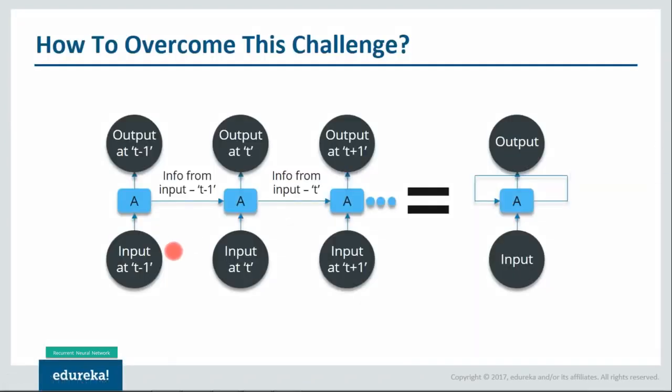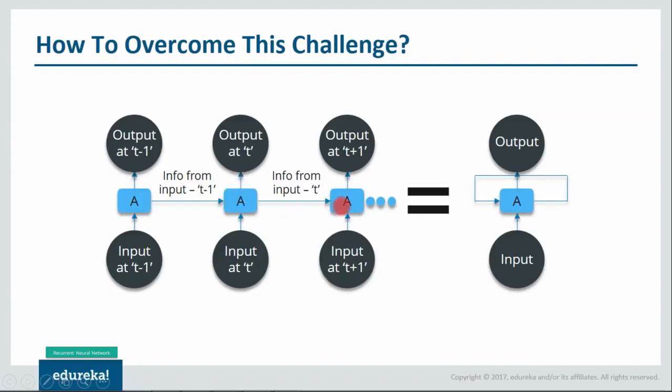So over here, we have input at t minus 1. We'll feed it to our network. Then we'll get the output at t minus 1. Then at the next timestamp, that is at time t, we have input at time t that will be given to our network along with the information from the previous timestamp, that is t minus 1, and that will help us to get the output at t.